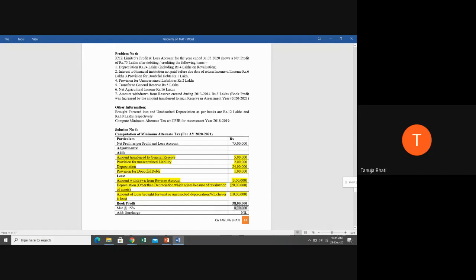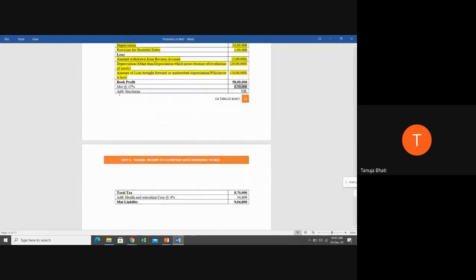58 lakhs is 8,70,000. Will surcharge be applicable in this situation, students? Surcharge will not be applicable because our book profit is not exceeding 1 crore. If our total income exceeds 1 crore, then only surcharge will come into picture. So surcharge is nil. So total tax is 8,70,000. And in all the situations, you add health and education cess at the rate of 4%. So that comes to 34,800. So your MAT liability is nothing but 9,04,800, which is 8,70,000 plus 34,800.